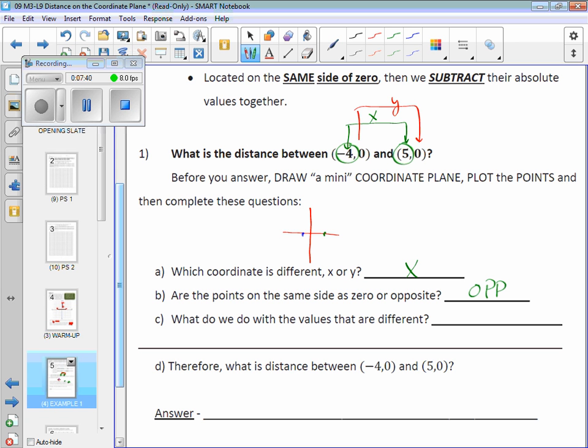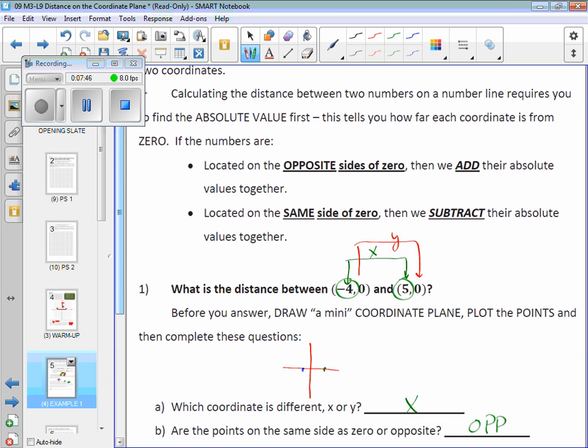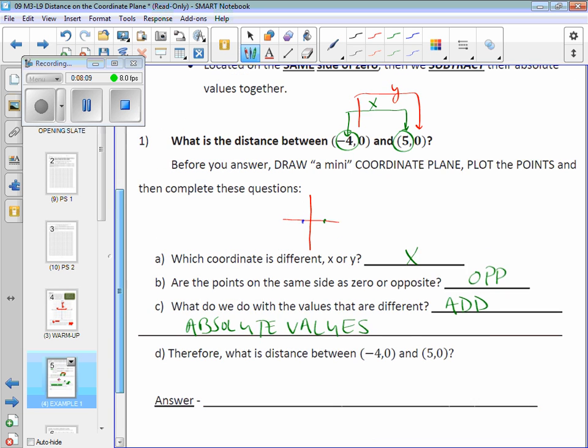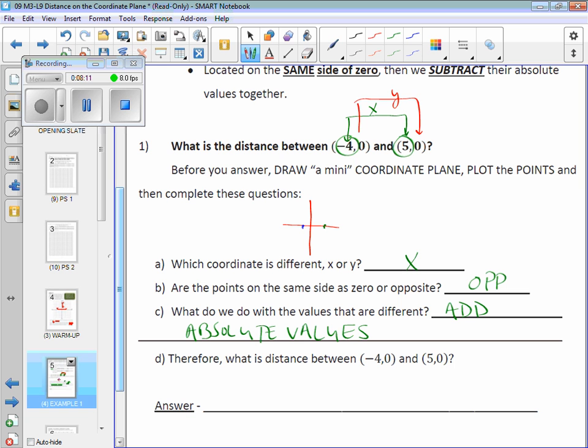Now here's where you've got to apply the rule. And for now, you just go back and look at it again. Okay, I've determined it's opposite, and I've got to look at my rule for opposite. And it says if it's opposite, we add their absolute values. And since we've determined that the coordinate that's different is our x, what's the absolute value of -4? Just say it. What's the absolute value of 5? Add it. What do you get? 9. The 2 points are 9 units apart.